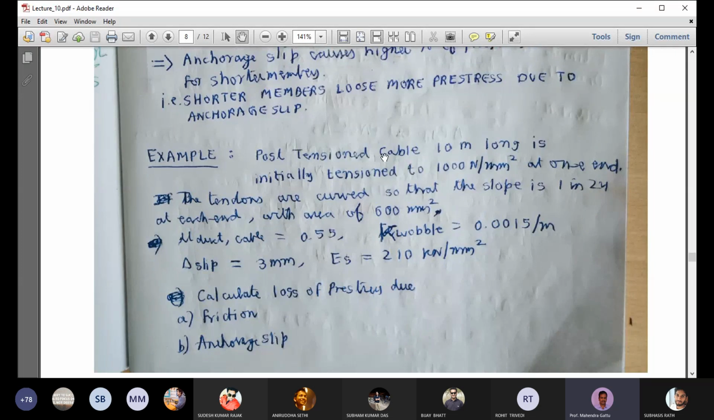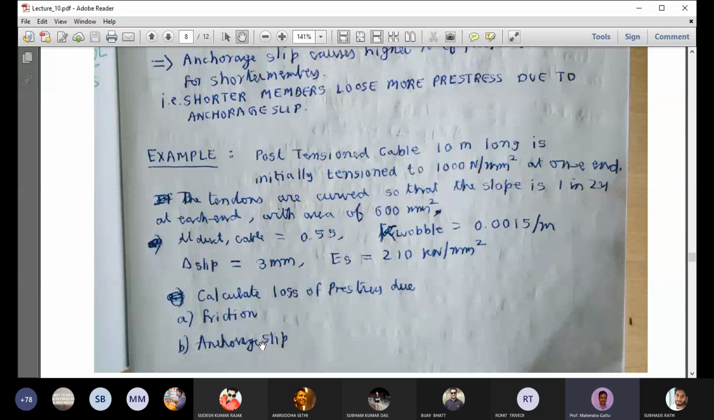And there is one more problem here. A post-tension cable with a 10-meter long span, which is initially tensioned to 1000 megapascal at one end, has curved tendons, so the slope is 1:24 at each end, and the area of the cable is 600 millimeter square. Friction coefficient is 0.55, wobble coefficient is 0.0015, slip is occurring, and that is 3 millimeters. Young's modulus of steel is 210 kilonewton per millimeter square. So we are asked to find the loss of pre-stress due to friction and due to anchorage slip.